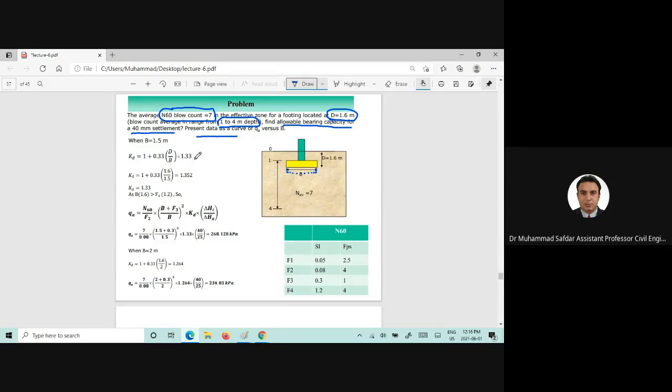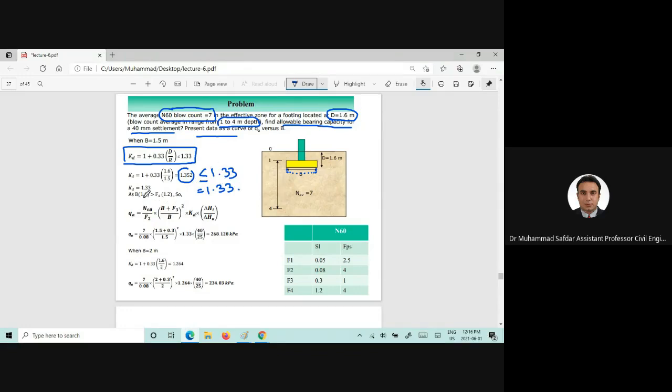So if you use the KD equation, so if you see here, the KD value should be less than or equal to 1.33. Now we can clearly see that this is greater, so we need to use 1.33 KD value.